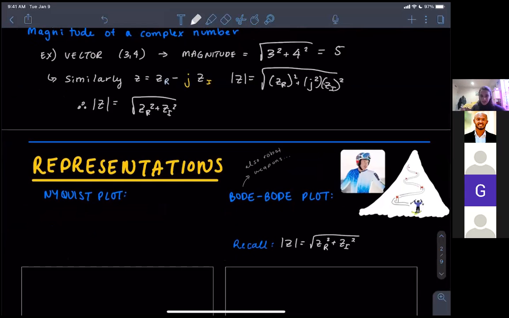But let's start with the Nyquist plot. A Nyquist plot is essentially a complex conjugate of your impedance, but plotted component-wise.